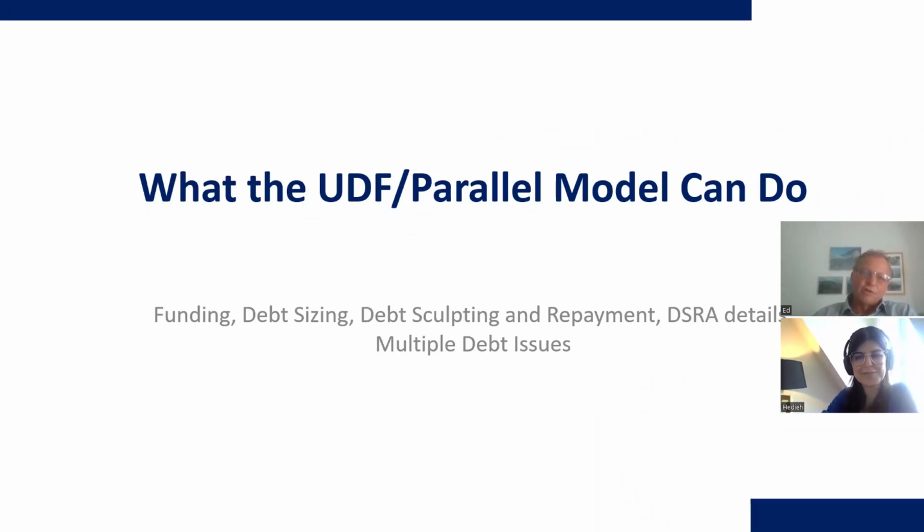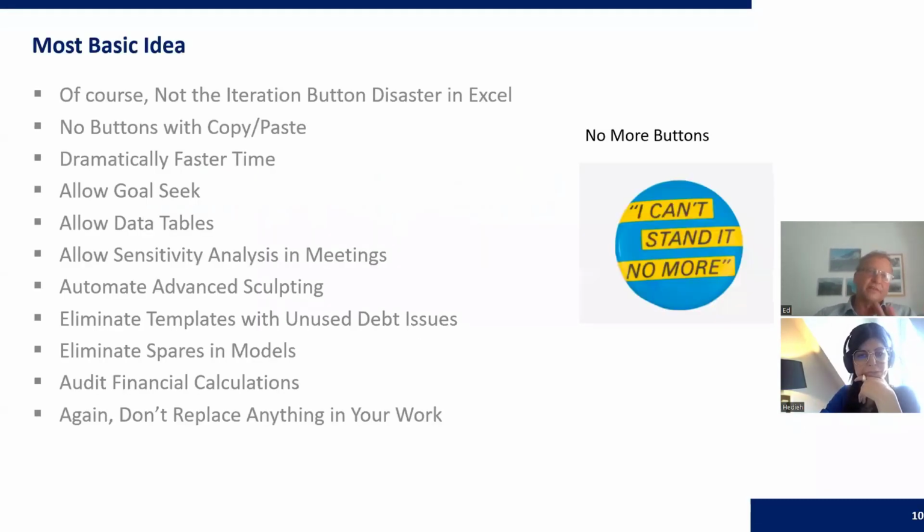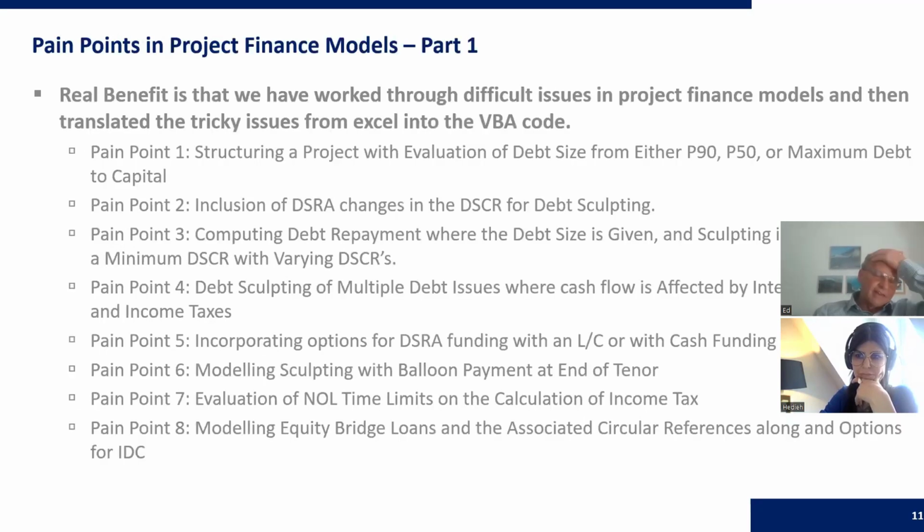Okay, so now we're going to show you a little bit how we can take the same general approach, but this time use multiple debt issues, and sometimes when you might have debt repayments occurring in a monthly model every 6 months or every quarter, how you can resolve some of those and some of the other things. And again, this is a little bit repetitive perhaps, but our basic idea was no buttons, allowing data tables like we showed you, making advanced kind of sculpting.